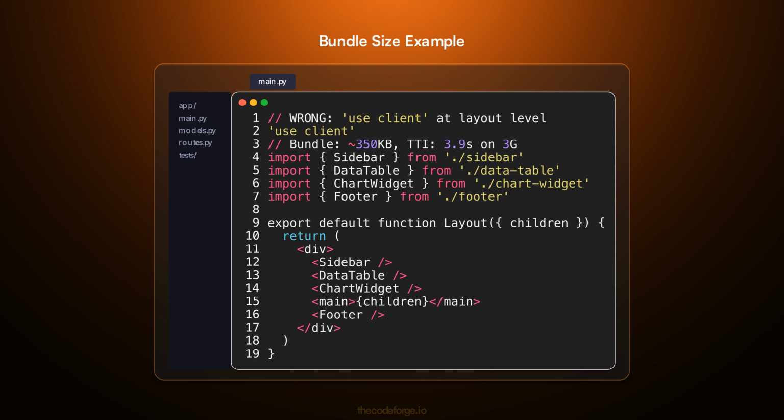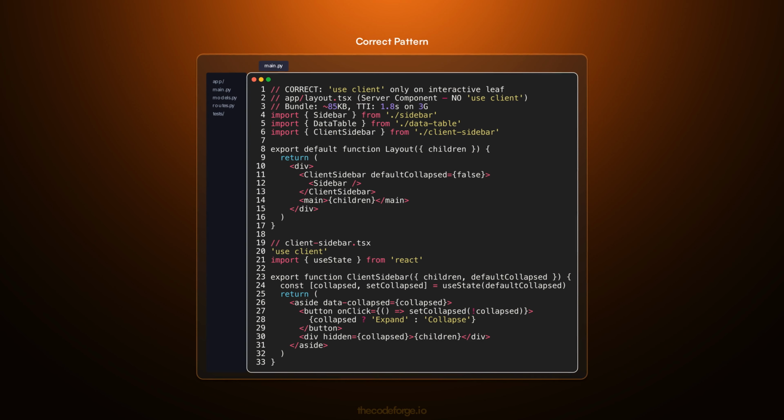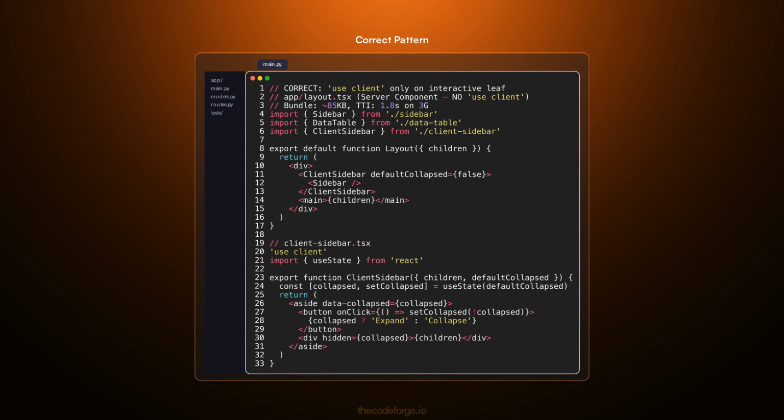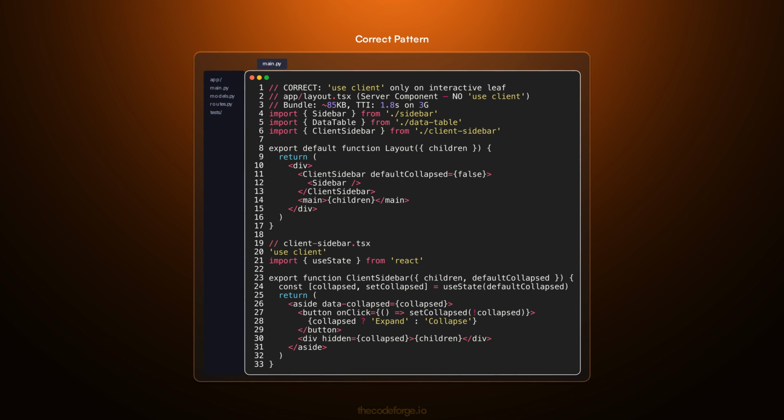The correct pattern pushes use client down to only the interactive leaf. Keep the layout as a server component and only mark the interactive sidebar wrapper as use client. The sidebar content remains server rendered, saving hundreds of kilobytes.